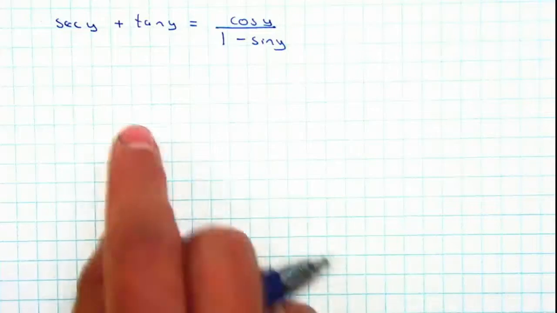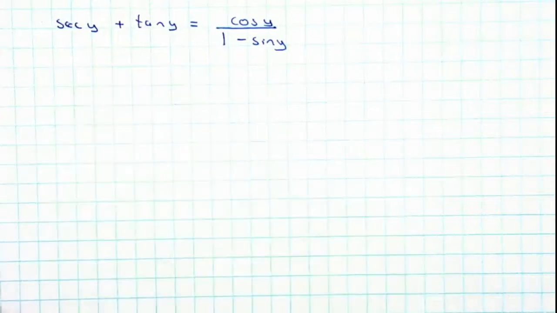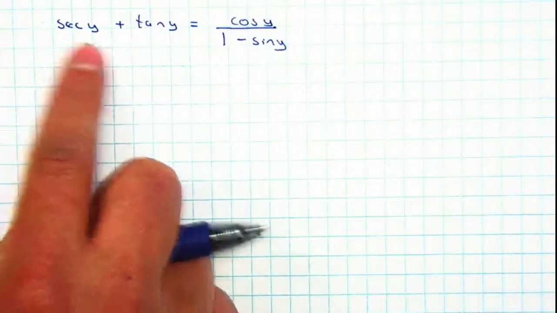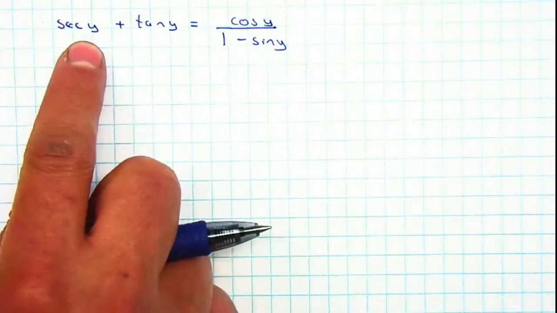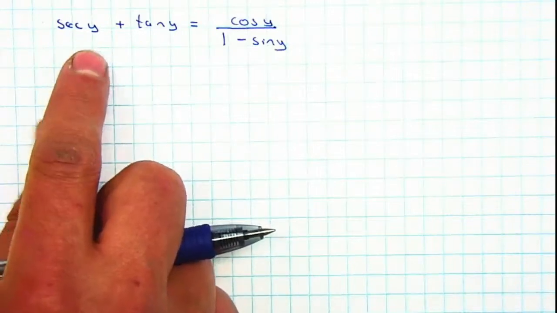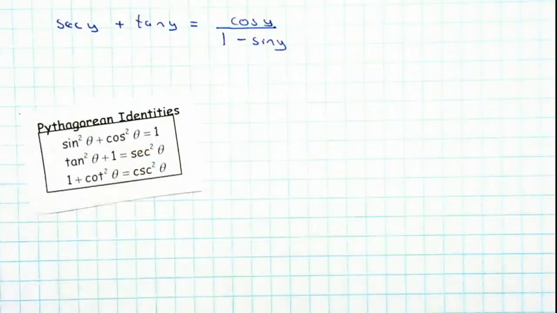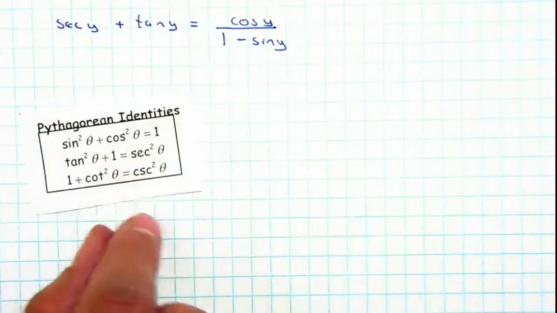They are asking us to verify the following identity. Now remember, there are three strategies that we've learned so far. The first one is to change everything to sine and cosine, which we can on the left hand side. The second one is to identify your Pythagorean identities, but I don't see anything here.